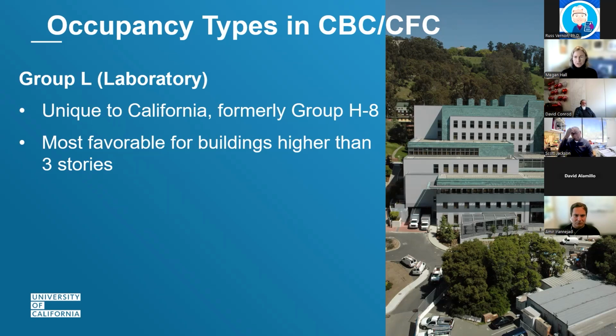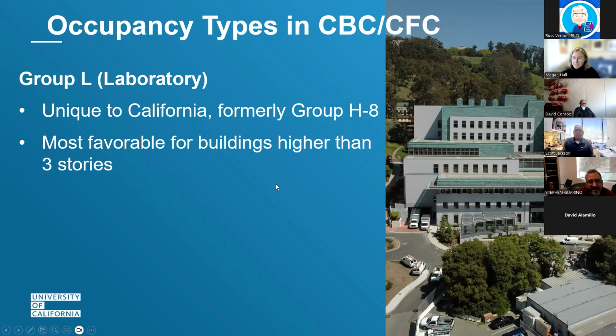And this is the most favorable type of building for laboratories higher than 3 stories, with the exception of Group H, like the H2s or H3s, H4s. So in general, this is very supportive of higher level buildings, high-rise buildings that have laboratories. And we'll go into why as we move along.